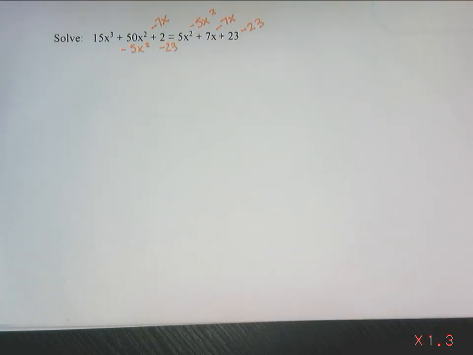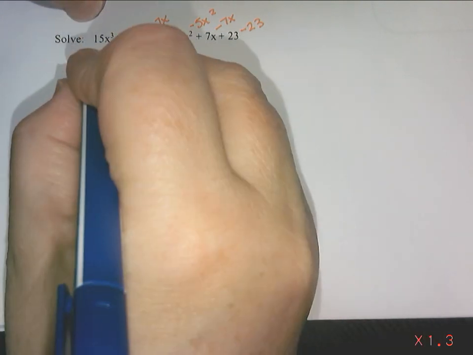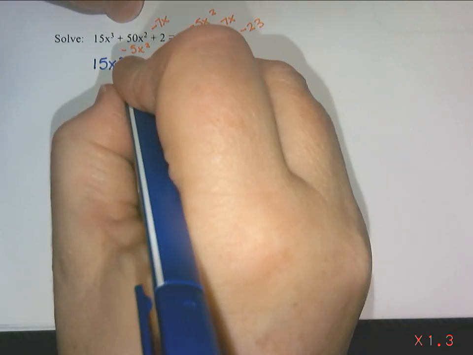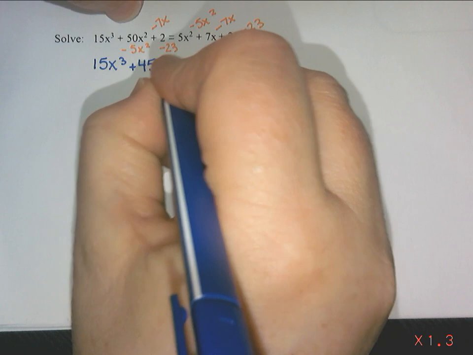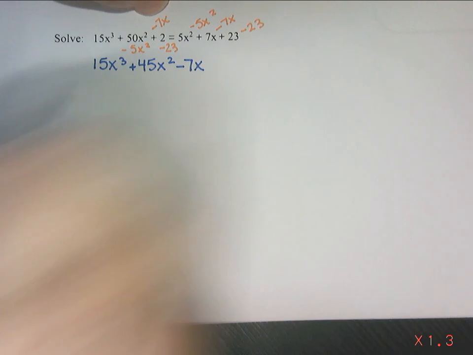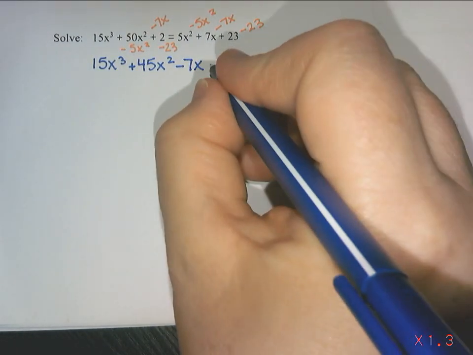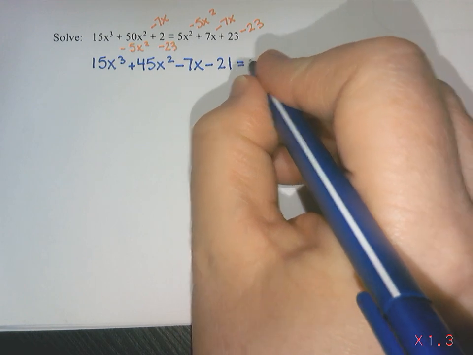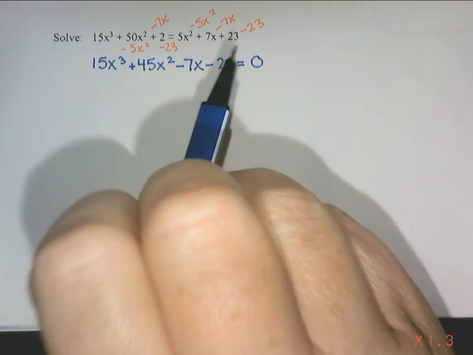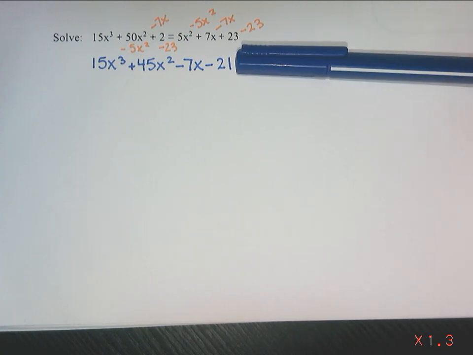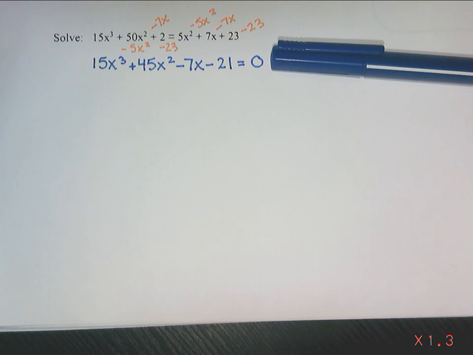So we are going to end up with 15x cubed. 50 take away 5 is 45x squared. I have the negative 7x. And then 2 take away 23 is negative 21. And then on the other side, there are currently no terms left. So I'm going to say that it equals 0. And it is important for you to write that 0 in. You can't just turn an equation into a one-sided expression, right? We have to maintain what's on the other side.